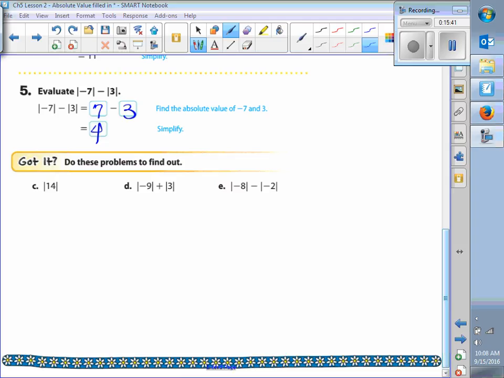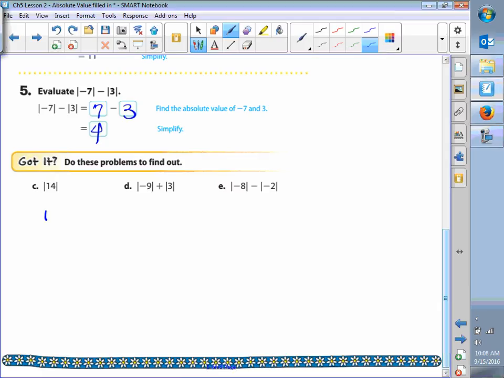So let's do some together. We've got the absolute value of 14, which is 14. We don't even have to show any work on that one, right? How about this one, and remember, listen to how I read it: the absolute value of -9 plus the absolute value of 3. That's how we read it. So, what is the absolute value of 9? 9. Plus, what's the absolute value of 3? 3. So we have 9 plus 3, which is 12. Did I have to show work here? Yes. Okay.